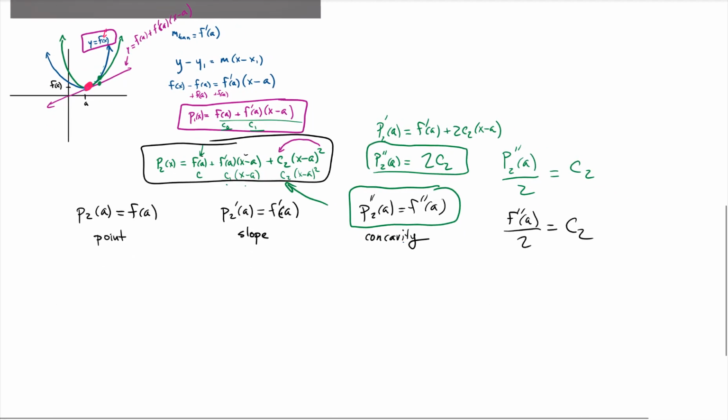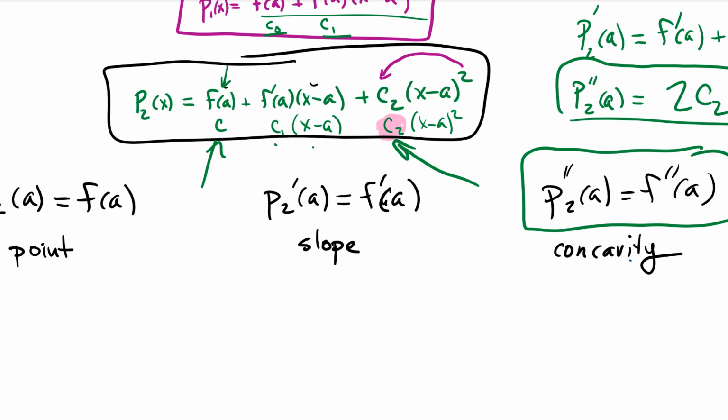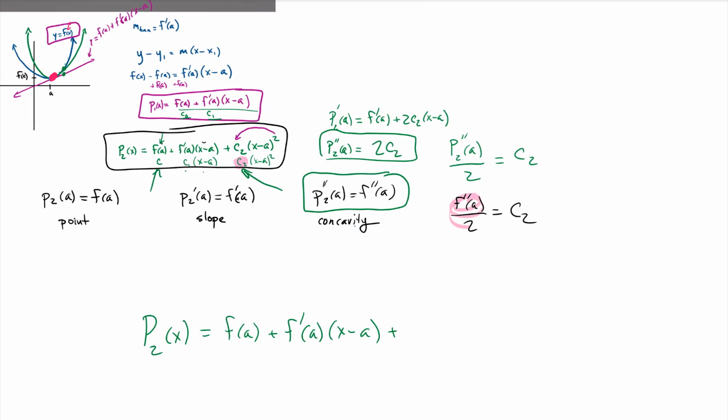So then we can say that this polynomial, what we had written in green, is actually going to be written as such. It's our f of a from before, plus our f prime of a times x minus a, plus, and then we found out that our C sub 2, right here, we just solved for it and found out it's f double prime of a divided by 2, times x minus a, all squared, and then it will continue on.